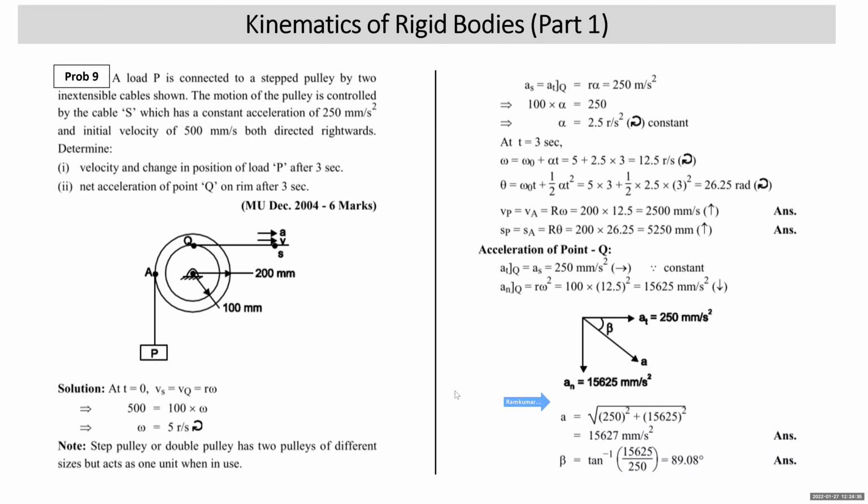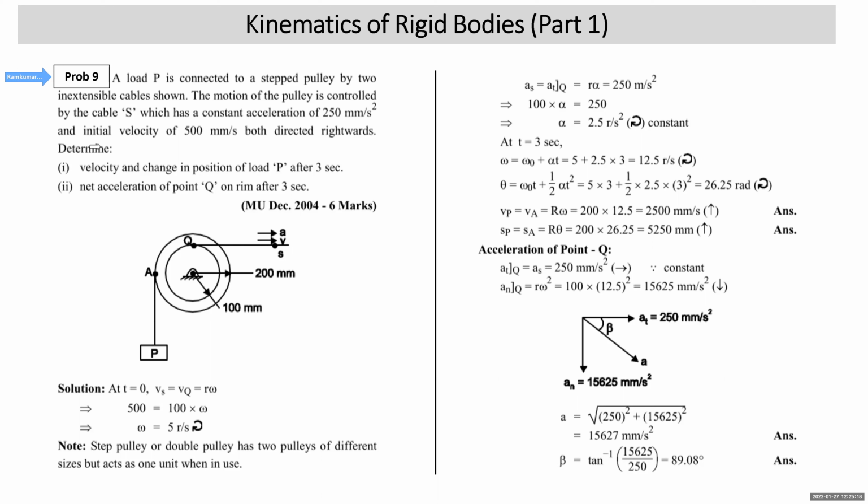All right. We move to the next problem on rotation, taken from the old Mumbai University papers. A load P is connected to a step pulley by two inextensible cables as shown. The motion of the pulley is controlled by cable S, which has a constant acceleration of 250 mm per second square and an initial velocity of 500 mm per second, both directed towards the right, which is also shown in the diagram. Determine the velocity and change in position of the load P after 3 seconds, and the net acceleration of point Q on the rim of the disk.